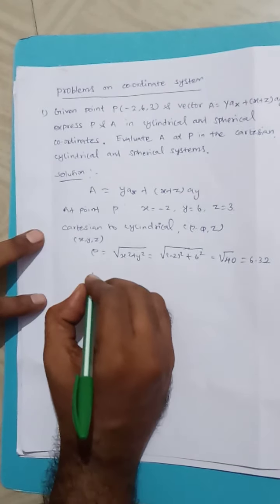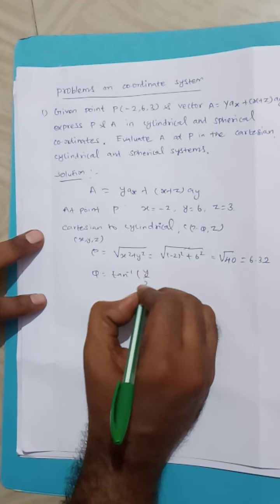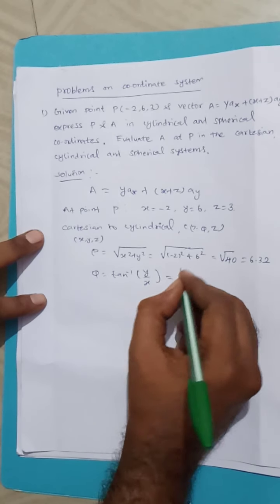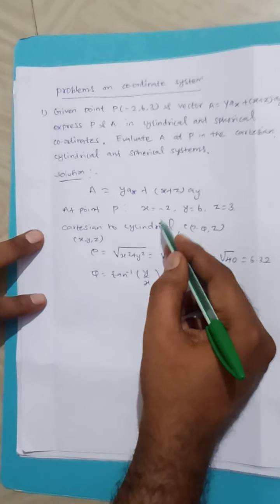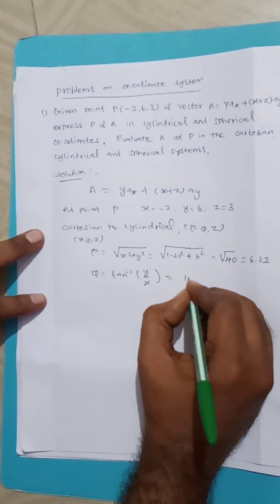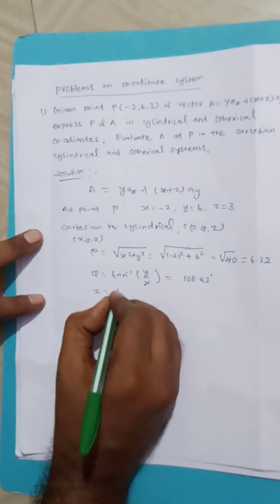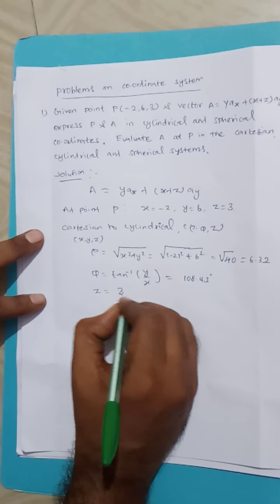Coming to the value of phi, which is tan inverse of y by x. So tan inverse of 6 by -2. Substituting and finding this value, you'll get 108.43 degrees. And z is the same for Cartesian and cylindrical, which is 3.